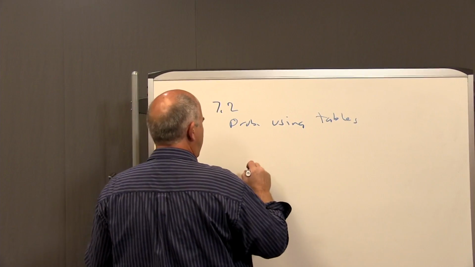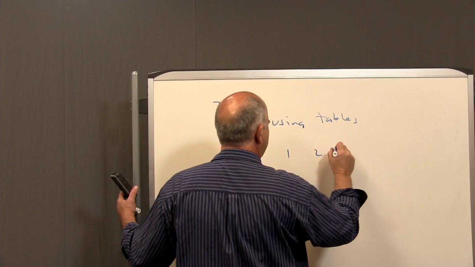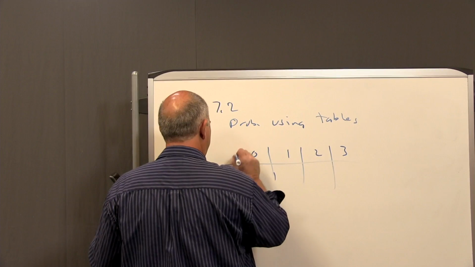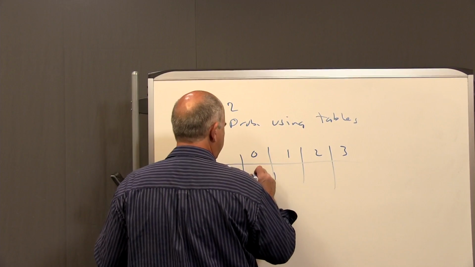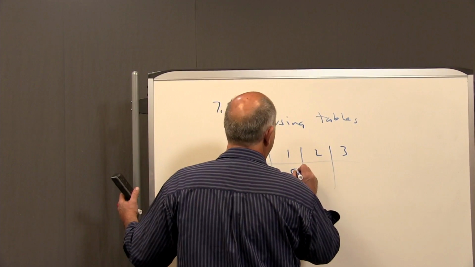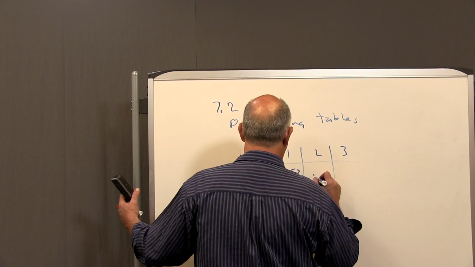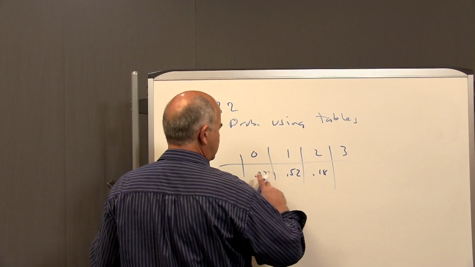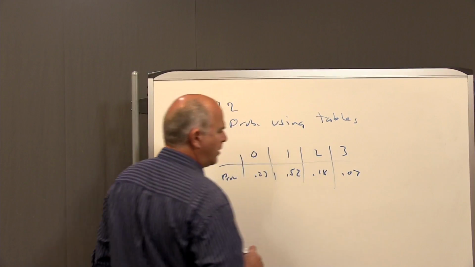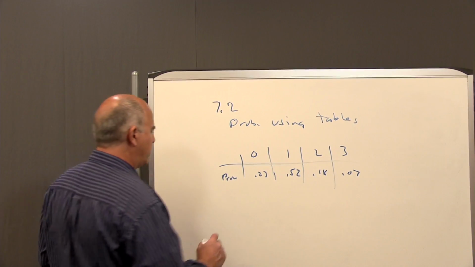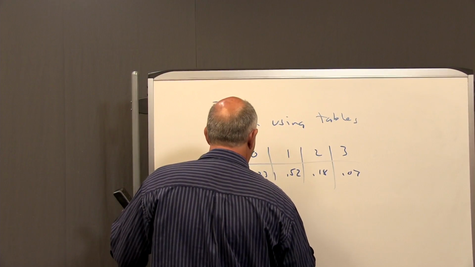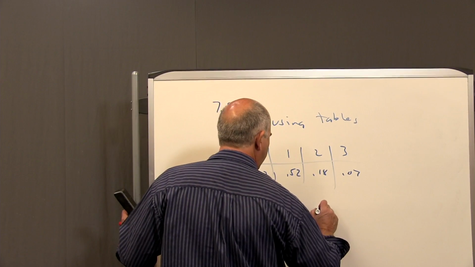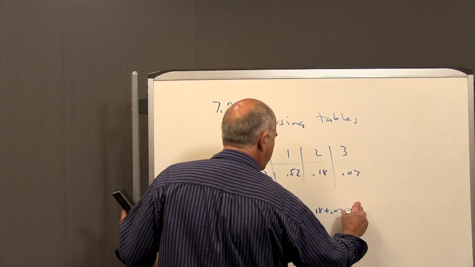Suppose we have 0, 1, 2, 3, and the probability of each one is 0.23, 0.52, 0.18, and whatever's left. That's 0.07. Just as an example, what's the probability that we get 2 or more? 2 or more is these two together, 0.18 plus 0.07, or 0.25.